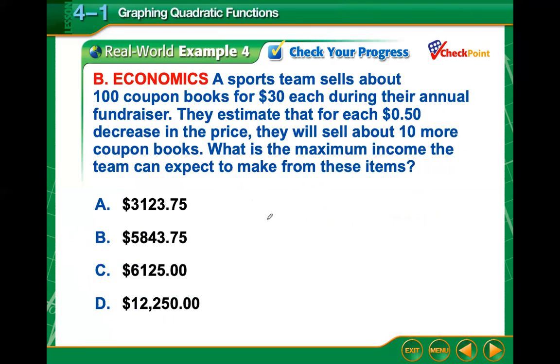Using that equation, you would plug $17.50 in, and you would get that the amount is $6,125.